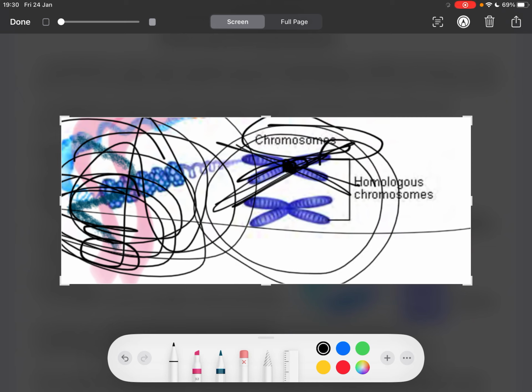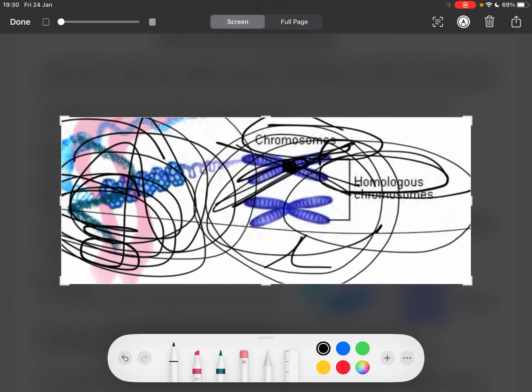They look like each other, basically homologous. If they look different, they are heterozygous. But these are mainly to do with the genes themselves.